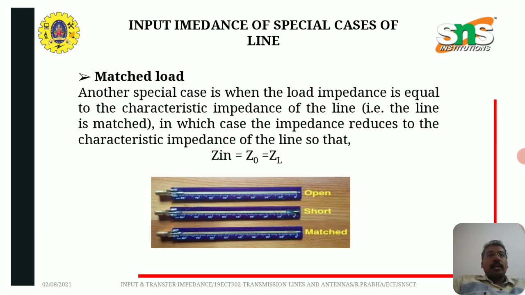Matched load. Another special case is when the load impedance is equal to the characteristic impedance of the line, that is, the line is matched, in which case the impedance reduces to the characteristic impedance of the line, so that Zin equal to Z0 equal to ZL.